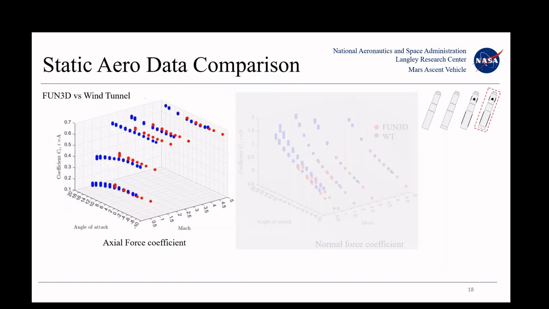Okay, so I promise you this is the last set of data comparison. Axial force coefficient and normal force coefficient for all test cases. Again, this is only focusing on configuration 4. This is where we populated most of the data.